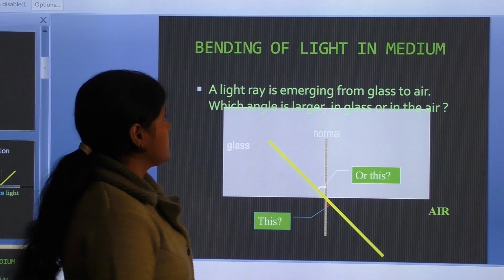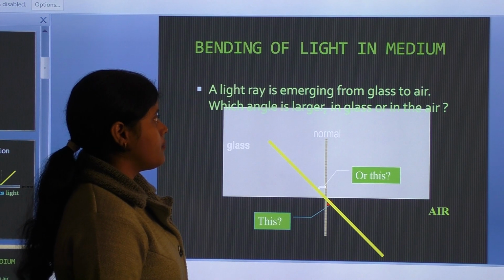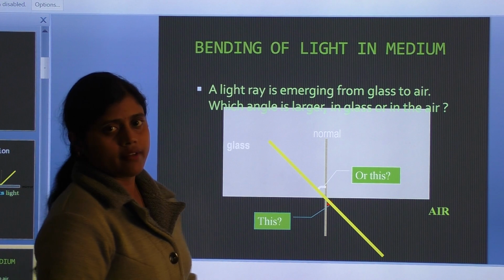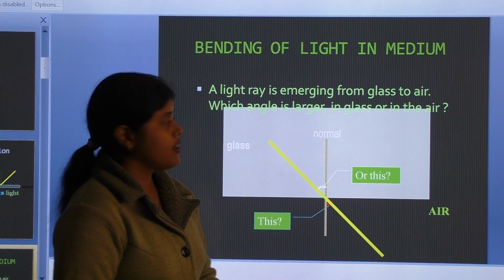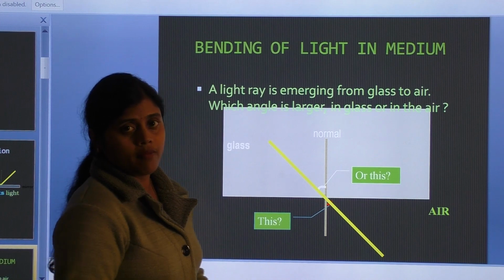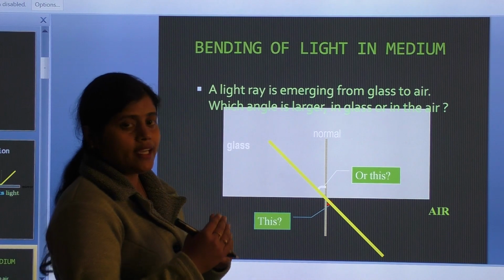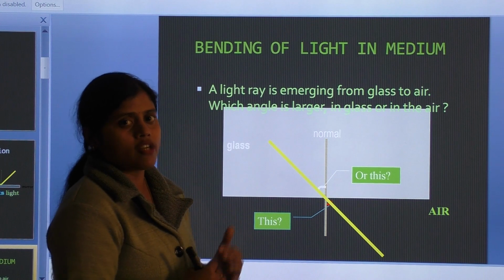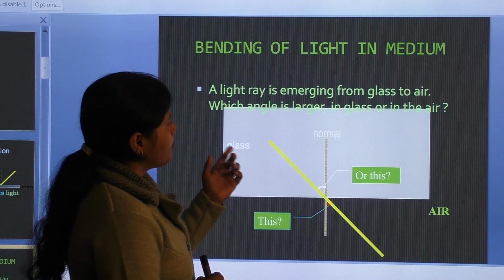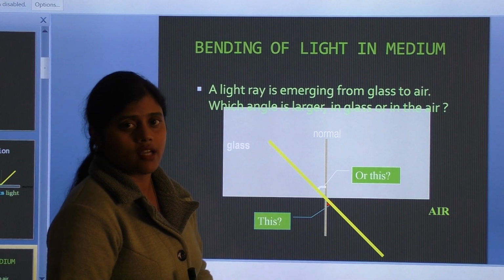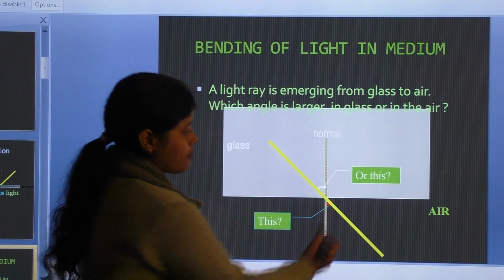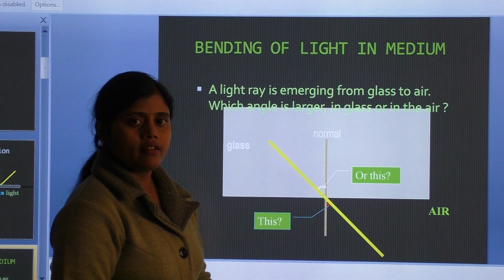I want to ask you a question. A light ray is emerging from glass to air. Which angle is larger, in glass or in the air? Just now we saw that in refraction, while light is traveling from one medium to another, it bends slightly from its original path. So now the question arises, if it is going from glass to air medium, which angle is larger? The answer is this angle is larger, the red marked one. This is the larger angle.